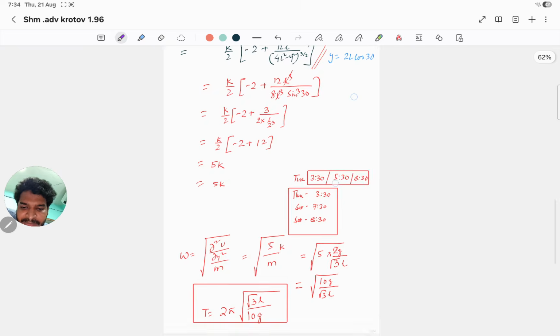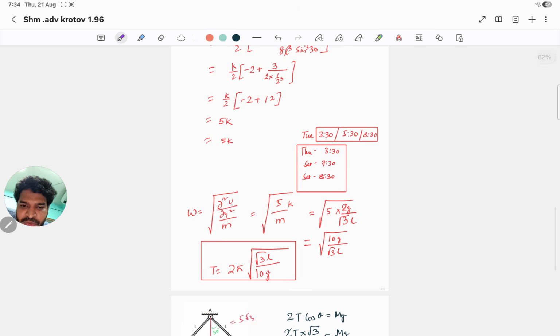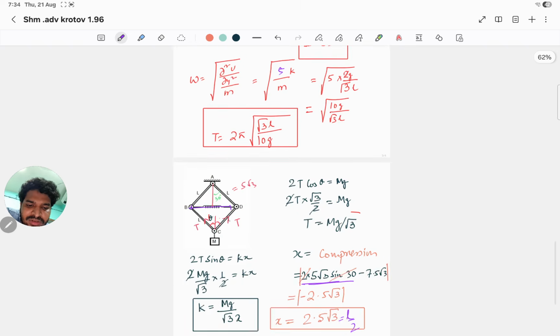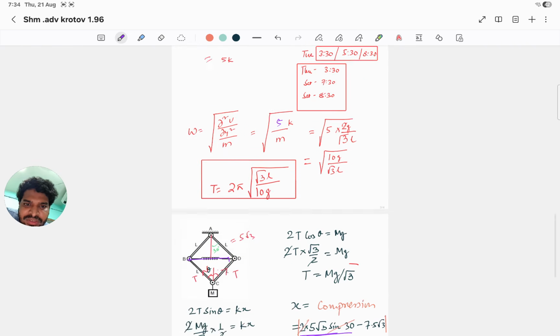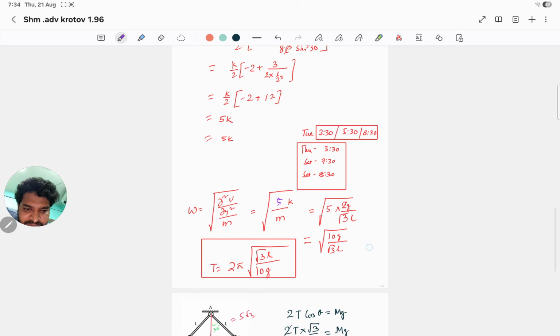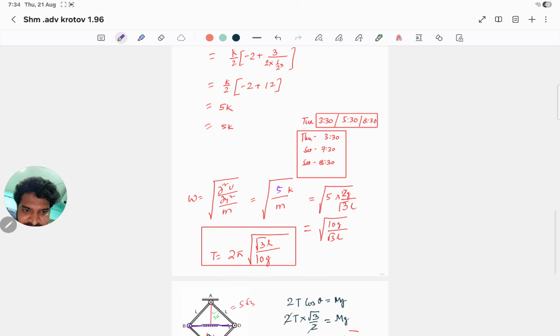So you know the formula, omega is equal to root of ∂²u/∂y² by m. So ∂²u/∂y², that is the double differentiation of u, is coming 5k by m, and in place of k, you just put the value you got earlier, that is 2g by root 3 l. So you are getting 5 into 2g by root 3 l, root over 10g by root 3 l. So the time period will be 2 pi root over root 3 l by 10g. This will be your final answer.